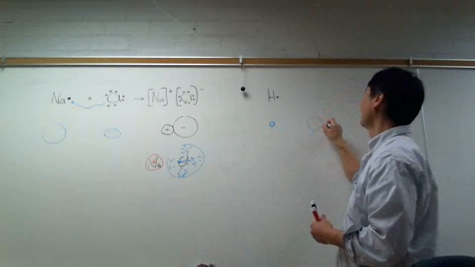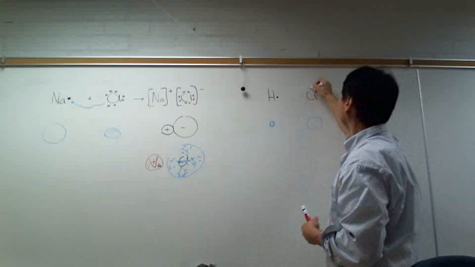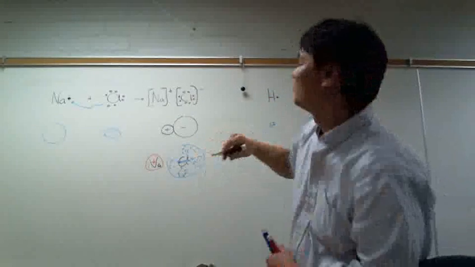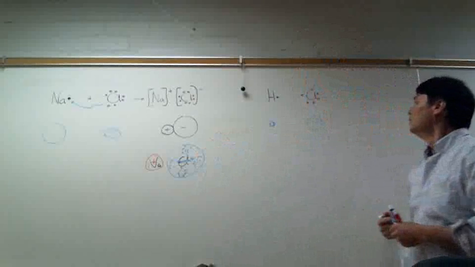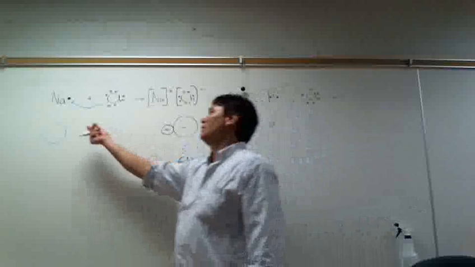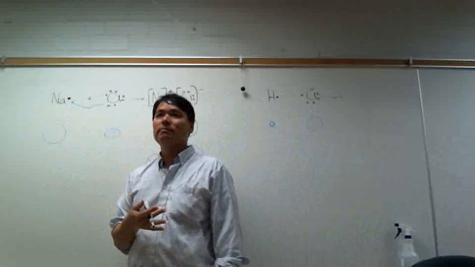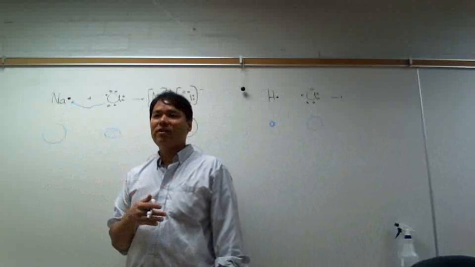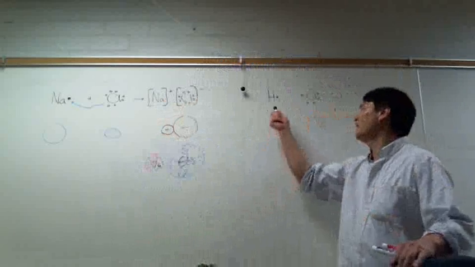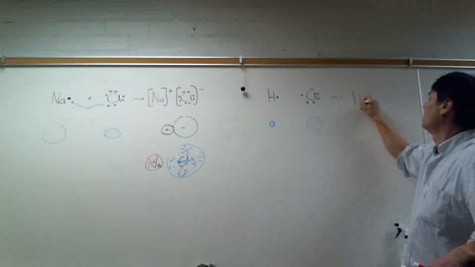For chlorine to pull the electron out. And so in this case, the ionization of sodium is like 500. What's the ionization of hydrogen? It's like 2,500. And so, with that much higher ionization energy, well, chlorine's not going to easily pull it off. In fact, chlorine doesn't pull it off.